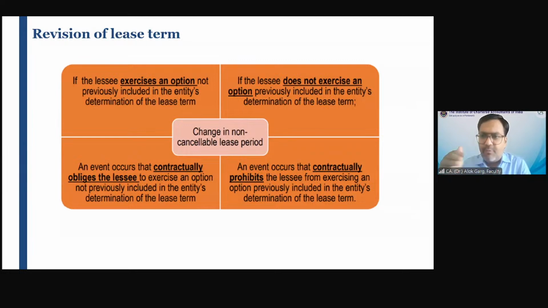So after 3-4 years, tell me now whether this optional termination period, whether the lessee is now reasonably certain not to exercise the termination option.